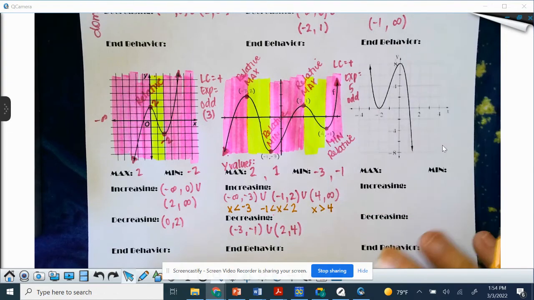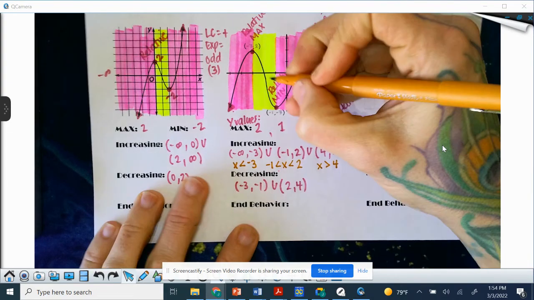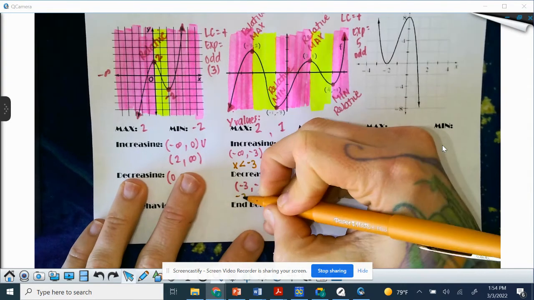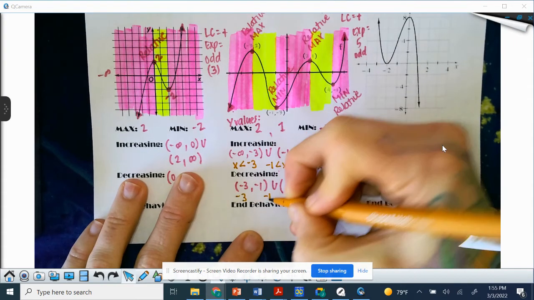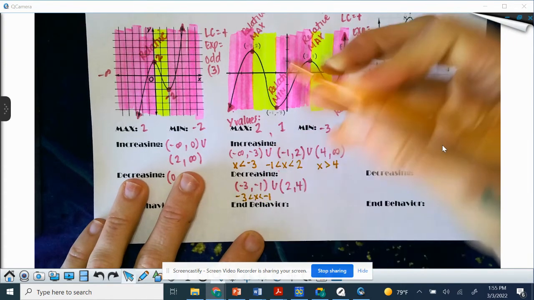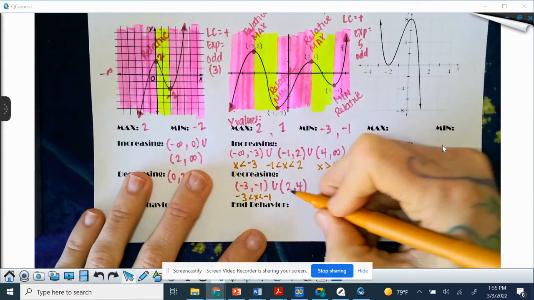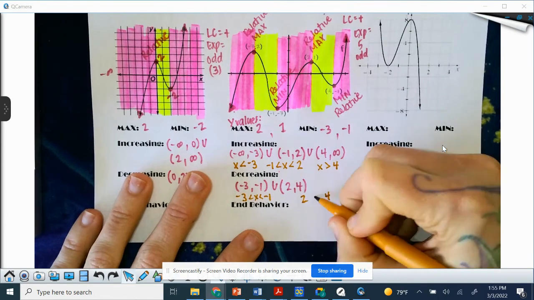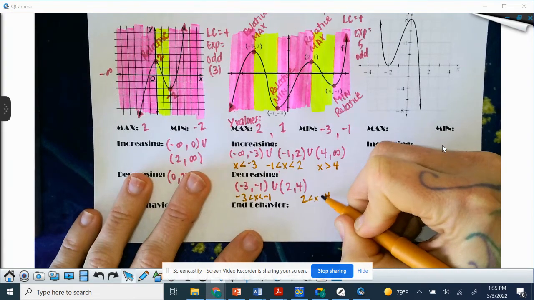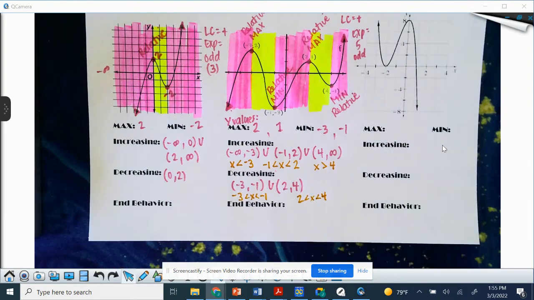And then for decreasing, it went from -3 to -1. So x is greater than -3, which is moving it to the right, but less than -1, because then it turns again. And then again from 2 to 4, so x is greater than 2 but less than 4. For those intervals, it is decreasing.